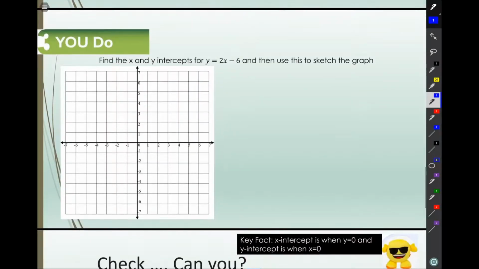I want you to have a go at doing that one more time. Practice finding the intercepts, but we're going to use the 2 points that we found this time to sketch the graph. Pause the video, have a go at that, and if you need some help, I will show you the solution when you come back.